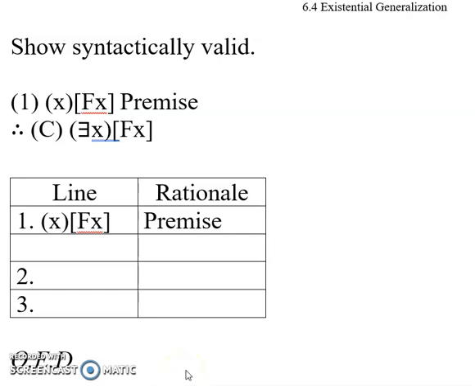Okay, alright, so welcome back to our second video on section 6.4 Existential Generalization. In the last video we went over the rule itself and motivated it. So now let's put it into practice with some actual problems.